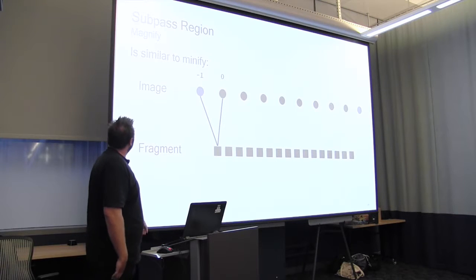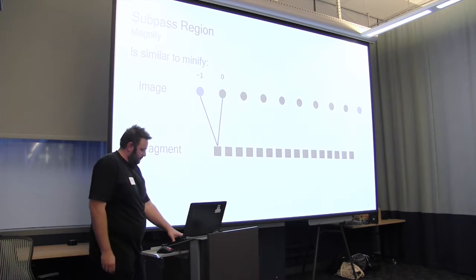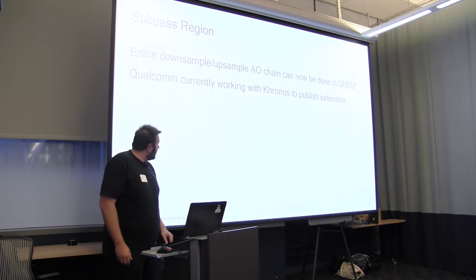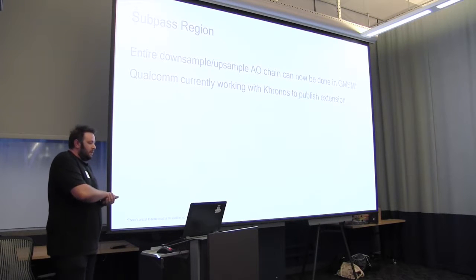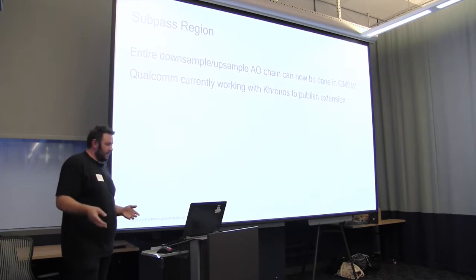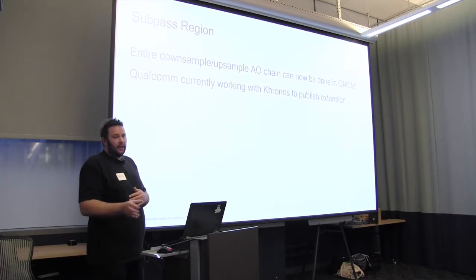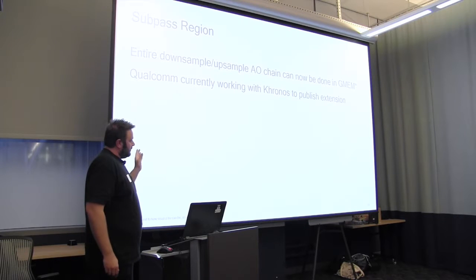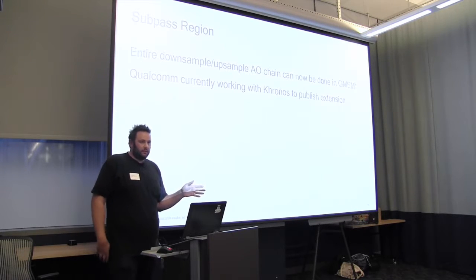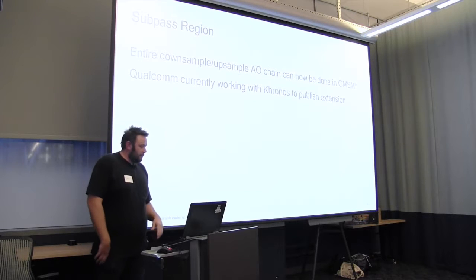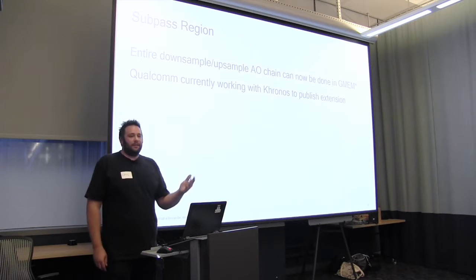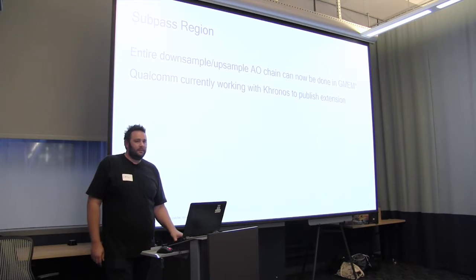Similar thing happens with Magnify. You can now go up and then you can filter up so you can magnify. So now we can do the entire downsample and upsample AO in Gman and then apply it and then write it out without ever leaving Gman and doing the full deferred opaque pass with ambient occlusion and then write that out. Qualcomm's currently working on the published extension for Kronos, and then it will come out in future driver releases when devices are available.